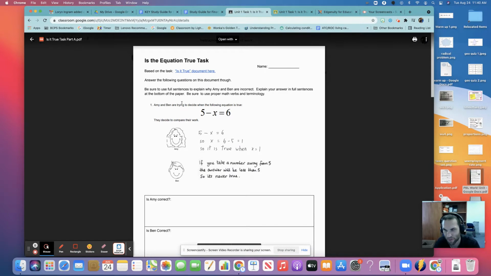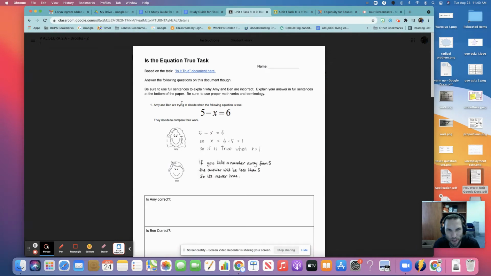I'm going to talk about the is it true task. Again, this is one of my favorite tasks because it allows you to see what's going on and identify the mistake. And more than just doing the problems, I love being able to explain it. So this also goes back to vocabulary.